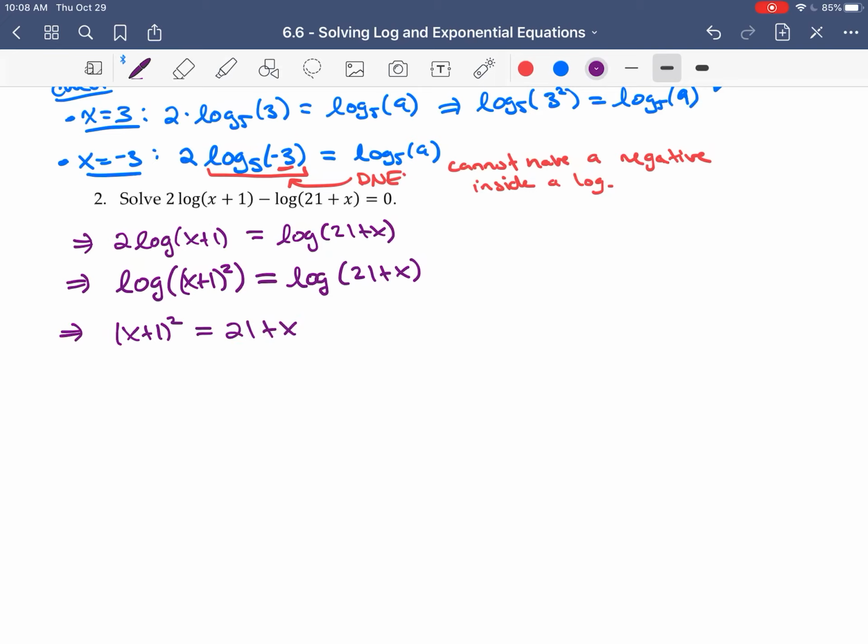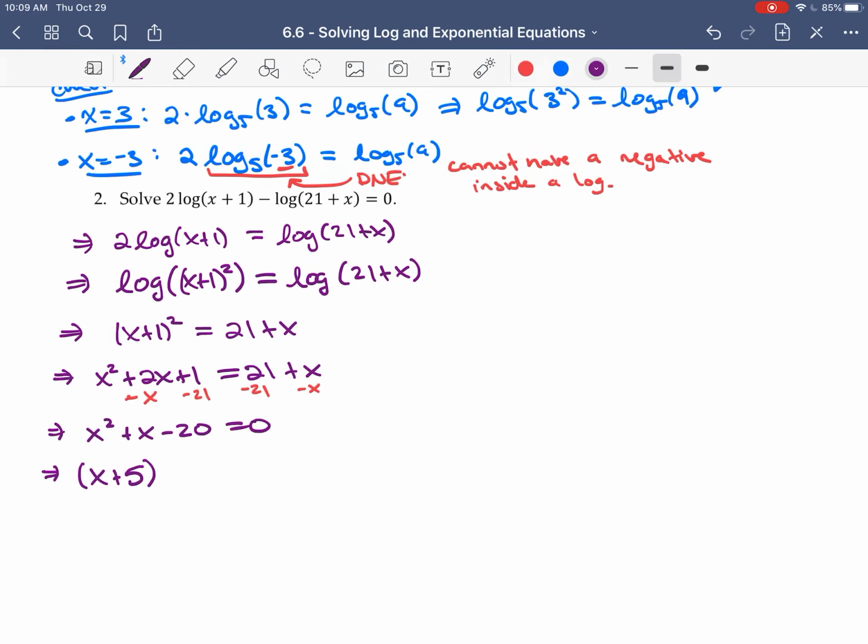And now I have a quadratic equation that I know how to solve. So I'm going to expand it all out. So this is x squared plus 2x plus 1 is equal to 21 plus x. I'm going to move everything to the left. So I end up getting x squared plus x minus 20 equals 0. So I want 2 numbers that multiply to give minus 20 and add to give positive 1. So that's going to be plus 5 and minus 4.